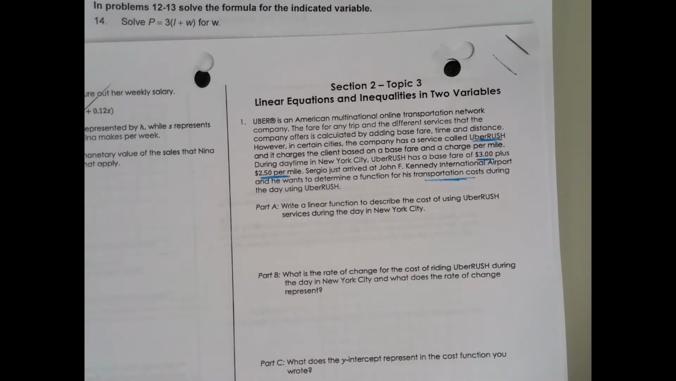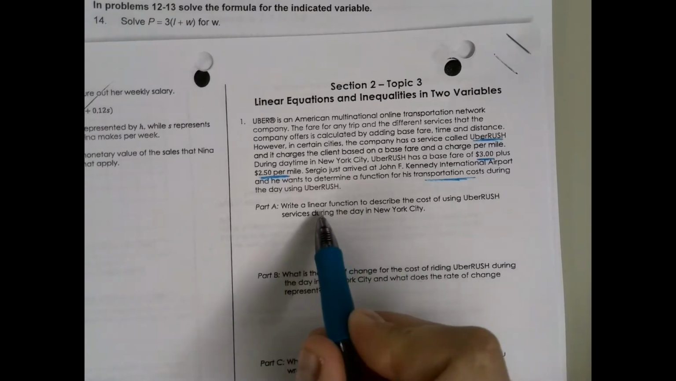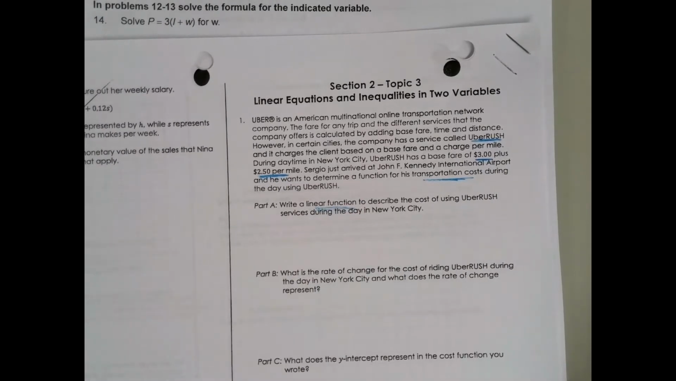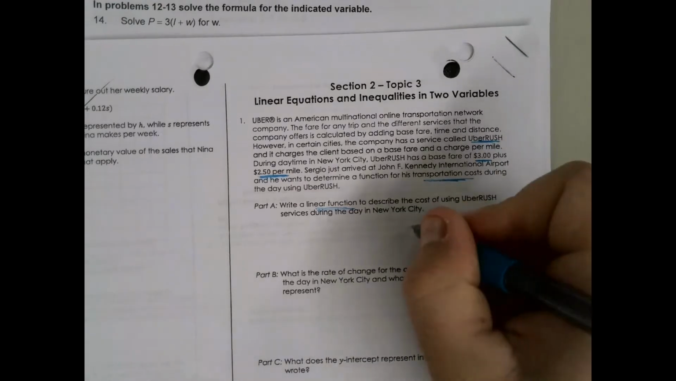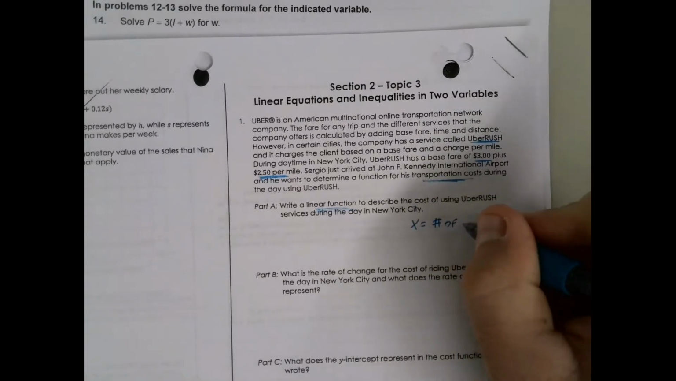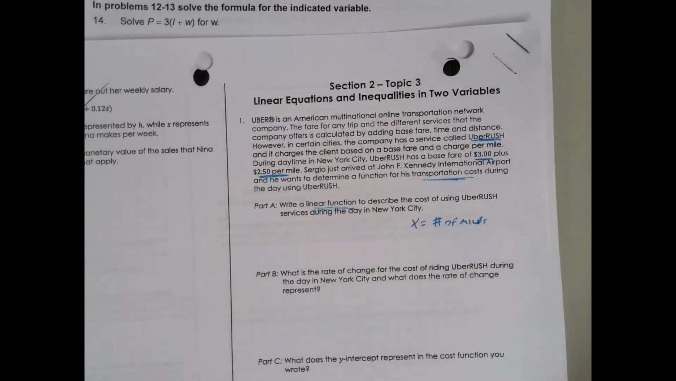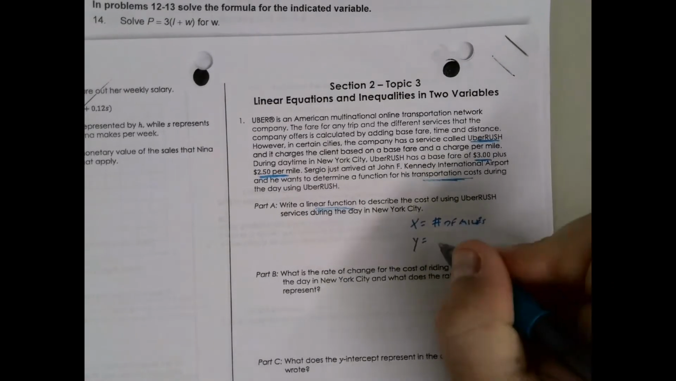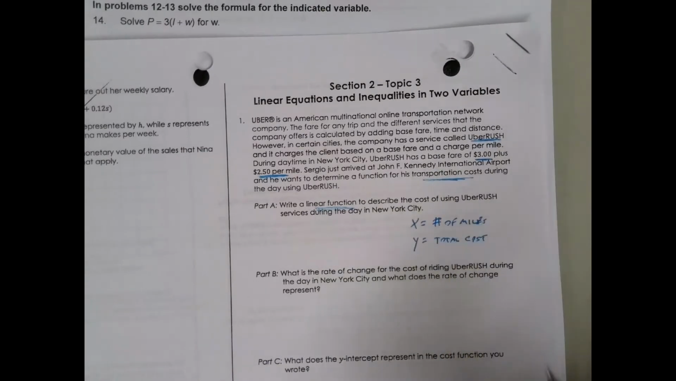Okay, so hopefully we understand the context of the business. The first thing I would ask you in part A is to write a linear function describing the cost of Uber Rush. What would X represent? What would Y represent? What's going to affect your total cost for using the business? The number of miles. So your independent variable will be the number of miles. If we understand the business, we understand the variables that would affect each other. The number of miles is going to affect the total cost. There's your Y variable.